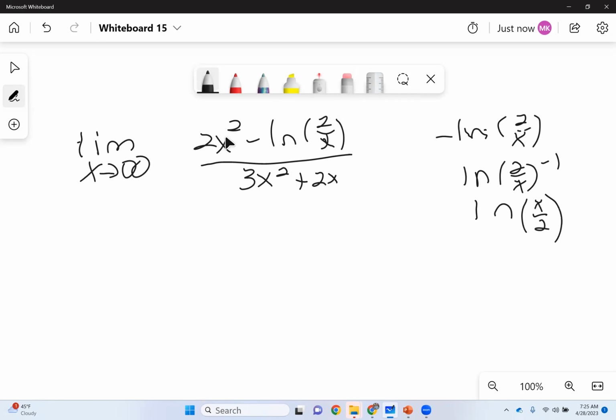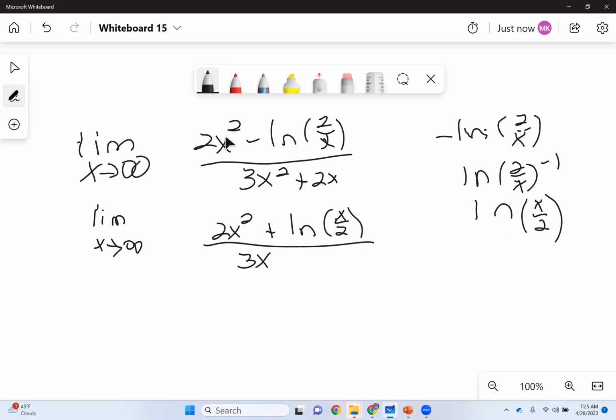All right. So this is equal to the limit as x goes to infinity of 2x squared plus the natural log of x over 2, over 3x squared plus 2x.